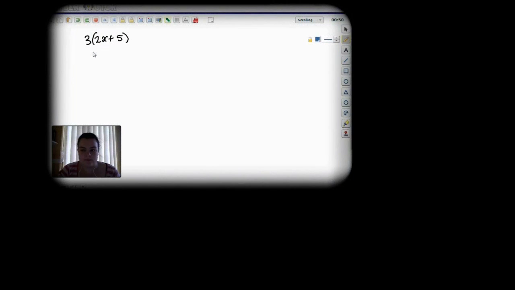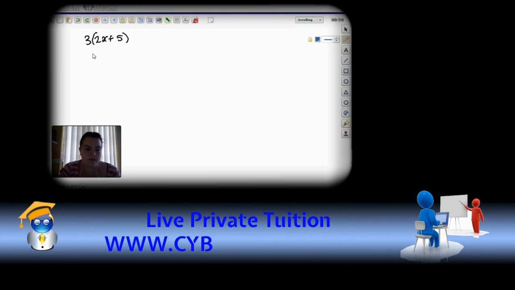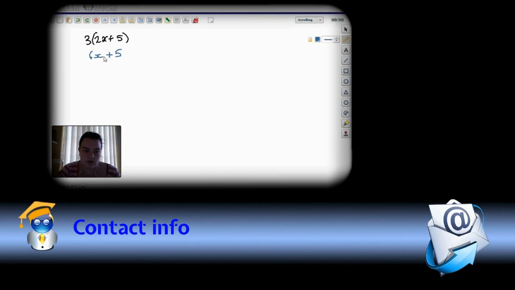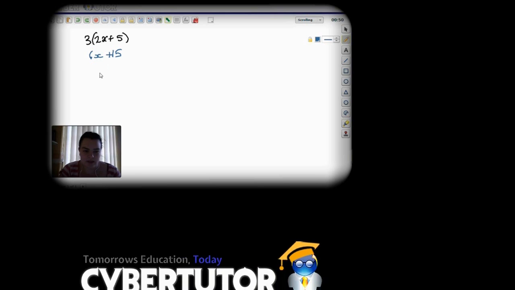So here's a single bracket expansion. Are you happy to give that a go? Yeah. Would it be 6x plus 5? No, actually, it's not quite that. Not quite right. Do you want to give that another go? Oh, was it 3 times 5 as well? Yeah, 3 times 5 as well. So it'd be 6x plus 15. Yeah, perfect. Well done. That's good.